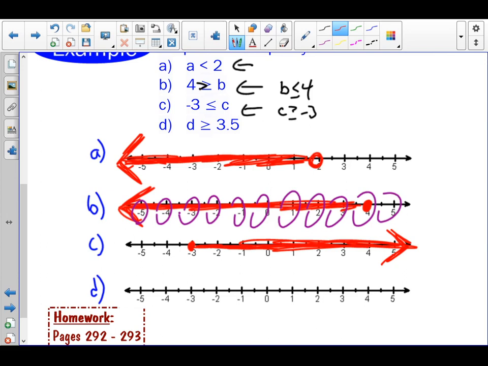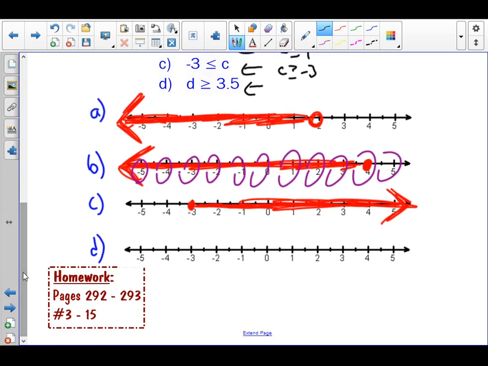And finally, we have D is greater than or equal to 3.5. 3.5 lives right here. And if it's greater than or equal to, it is a solid dot because it's equal to, and because it's greater than, it's everything to the right. And that's all she wrote.